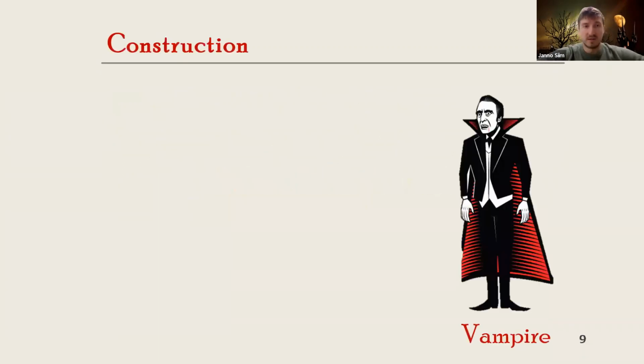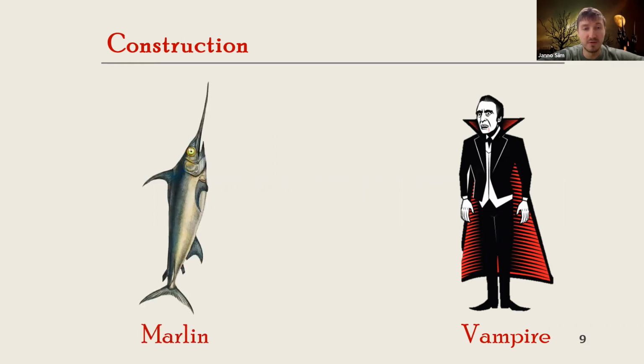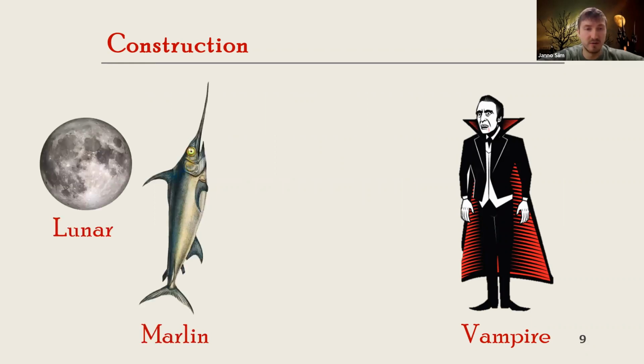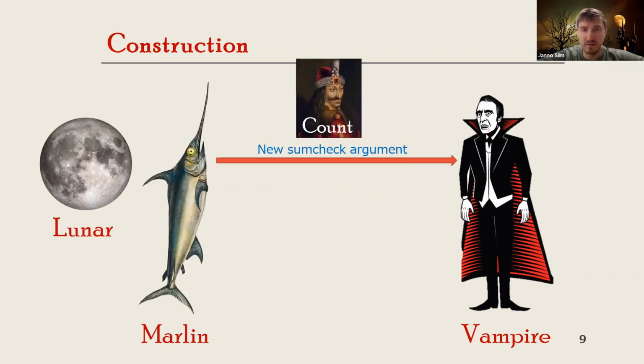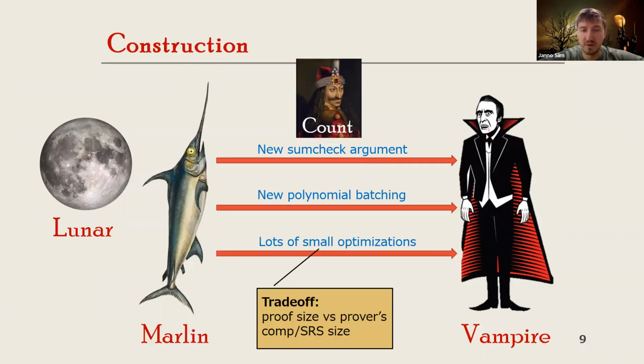So let's go to techniques, how we construct our ZK SNARK, Vampire. We take two previous ZK SNARKs, Marlin and Lunar, and then we construct a new sum check argument that we call Count. And I'll explain in a moment what a sum check argument is. Then we use some quite aggressive polynomial patching techniques to further reduce the proof size. And then there are lots of small optimizations.